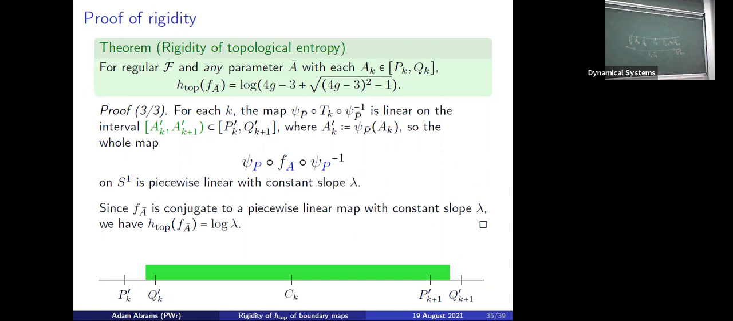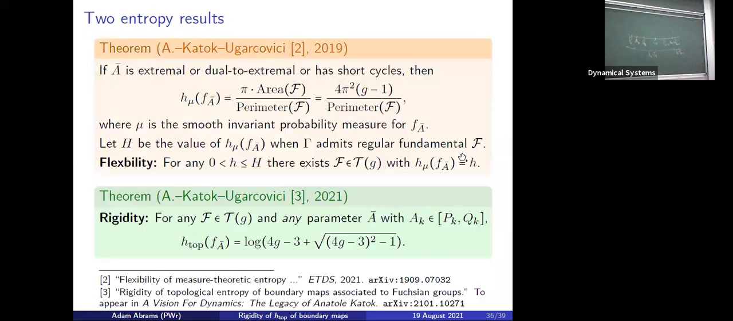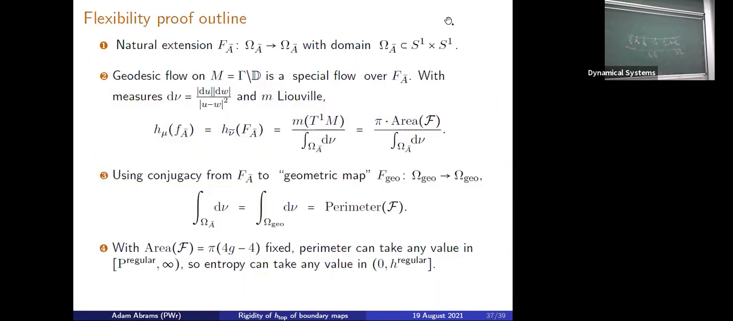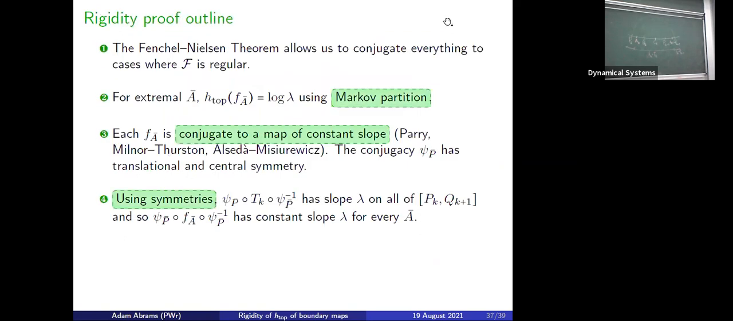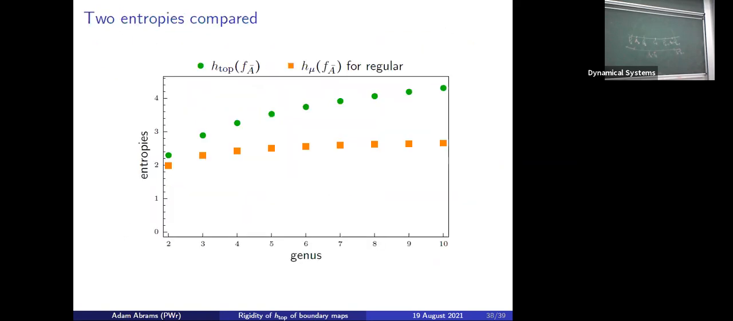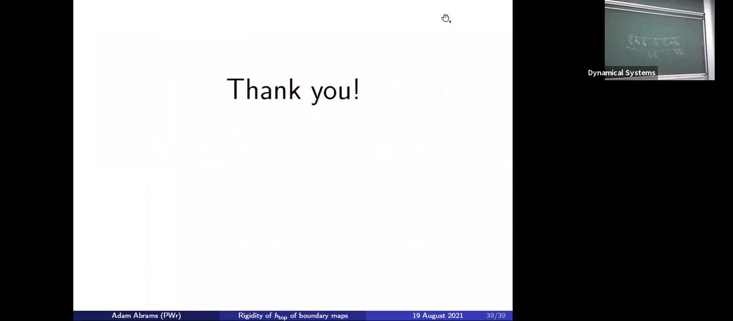And all we really needed was the symmetry of this conjugating map, this staircase shape, to finish off the proof. So I'll just remind you of the two results: the flexibility of measure-theoretic entropy, and now I've shown basically the proof of the rigidity of topological entropy. And that's a summary of how we did that. And I'll say that the topological entropy is strictly larger than measure-theoretic entropy.